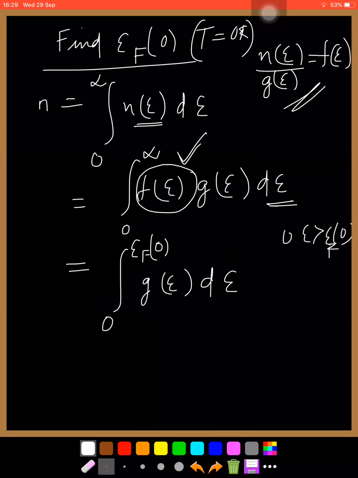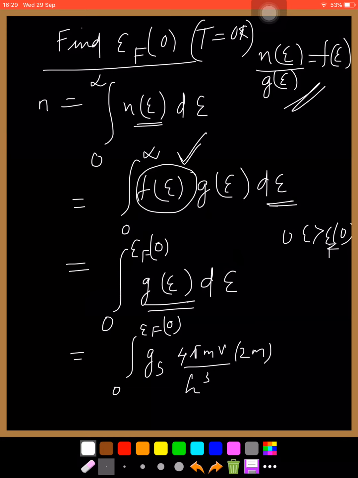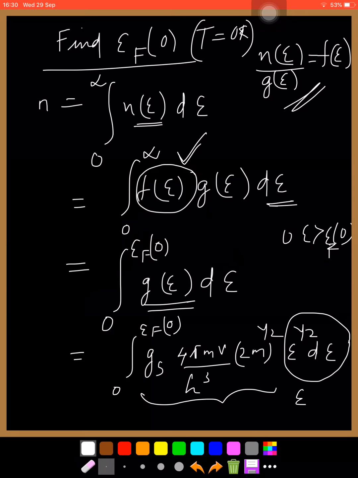g(E) dE. g(E)യുടെ എക്സ്പ്രഷൻ നമ്മൾ ബോസ്-ഐൻസ്റ്റീനിൽ കാൽക്കുലേറ്റ് ചെയ്തിട്ടുണ്ട്. അതേ എക്സ്പ്രഷനാണ്, 0 to EF0. g(E)ക്ക് ഒരു അഡീഷണൽ ടേം ഉണ്ട് അല്ലേ, gs എന്ന സ്പിൻ ഡീജനറസി ഫാക്ടർ ഉണ്ട്. റെസ്റ്റ് ഓഫ് ദ എക്സ്പ്രഷൻ ഈസ് സെയിം, 4πmV by h cube, (2m) raised to half, E raised to half dE. ഇതെല്ലാം കോൺസ്റ്റൻസ് ആണ്. സോ വി നീഡ് ഓൺലി ഇൻ്റഗ്രേറ്റ് E raised to half dE. E raised to half dE ഇൻ്റഗ്രേറ്റ് ചെയ്താൽ E raised to (1/2 + 1), അതായത് 3/2, അല്ല, 3/2 ഡിവൈഡ് ബൈ 3/2, അതായത് 2/3 E raised to 3/2 between the limits 0 to EF0.